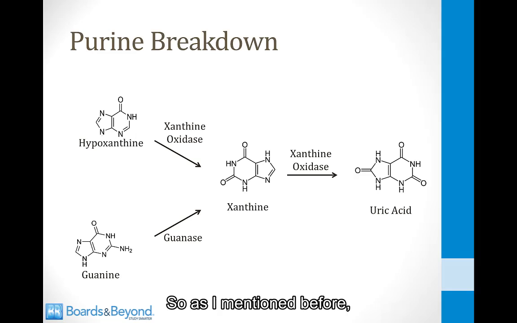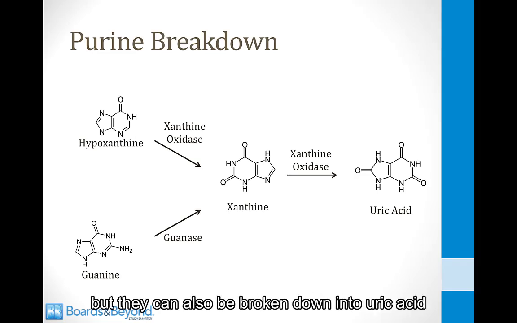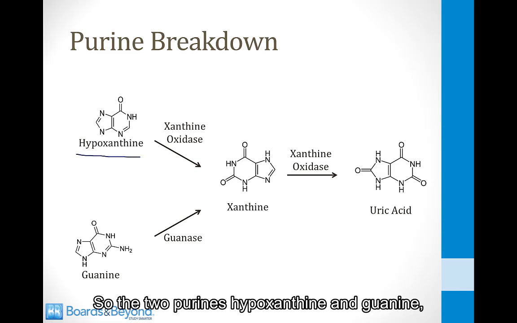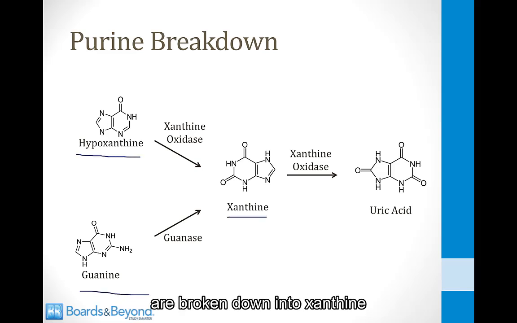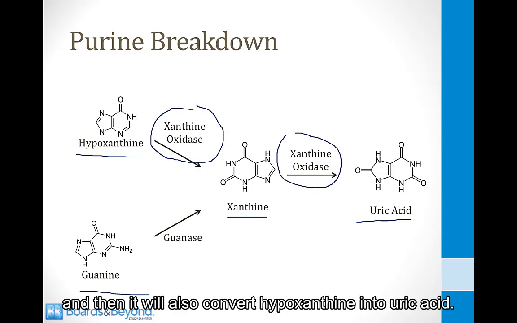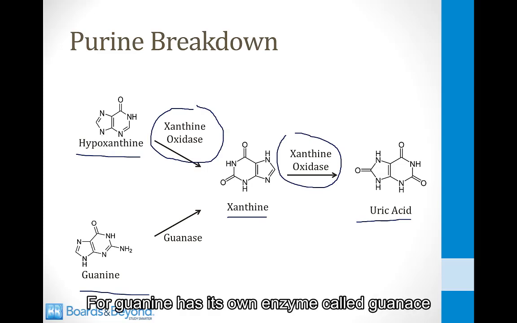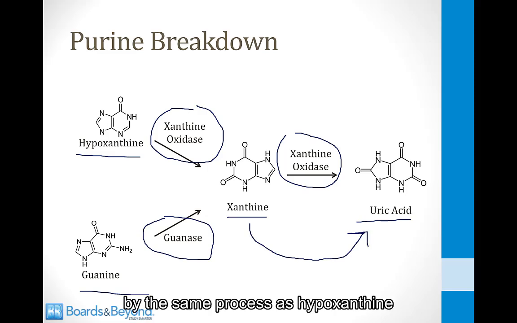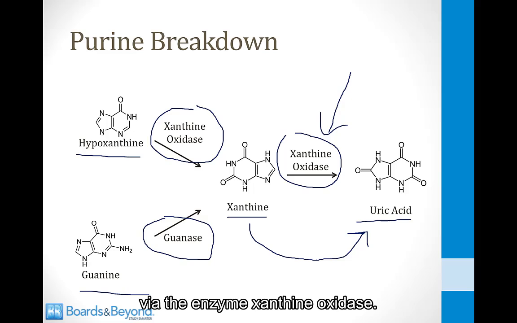So as I mentioned before, purines can be salvaged, but they can also be broken down into uric acid and excreted from the body. So let's talk about how that occurs. The two purines, hypoxanthine and guanine, are broken down into xanthine and then converted to uric acid for excretion by the kidneys. The enzyme xanthine oxidase will break down hypoxanthine into xanthine, and then it will also convert xanthine into uric acid. For guanine, it has its own enzyme called guanase that converts it to xanthine, but once it becomes xanthine, it is converted to uric acid by the same process as hypoxanthine via the enzyme xanthine oxidase.